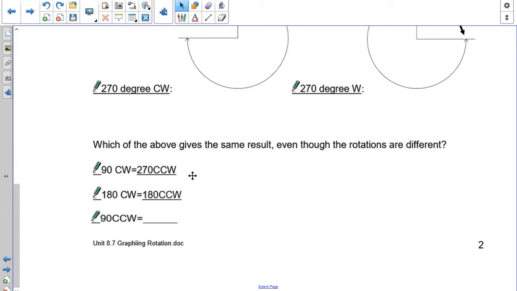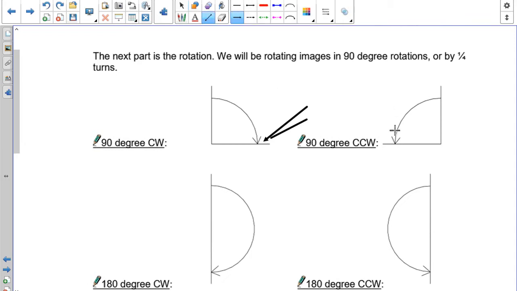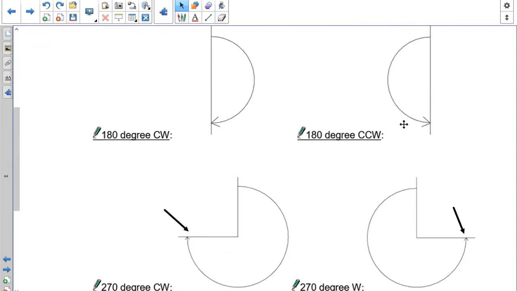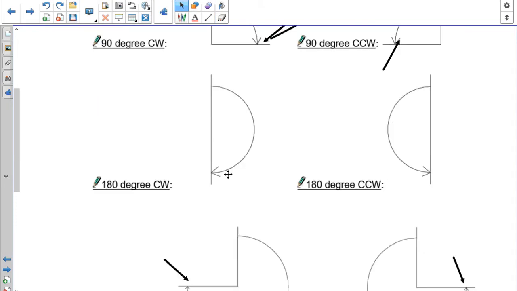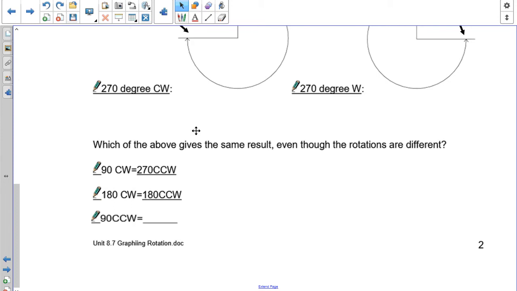Now, just like up here, we have a 90 degree counterclockwise one. This 90 degree counterclockwise one ends up right here, so the other one that ends up there is this one here. So that means 90 degrees counterclockwise and 270 degrees clockwise are exactly the same thing. So again, if you're asked for a 270 degree clockwise rotation, you can do a 90 degree counterclockwise rotation and end up in the same and the proper location.